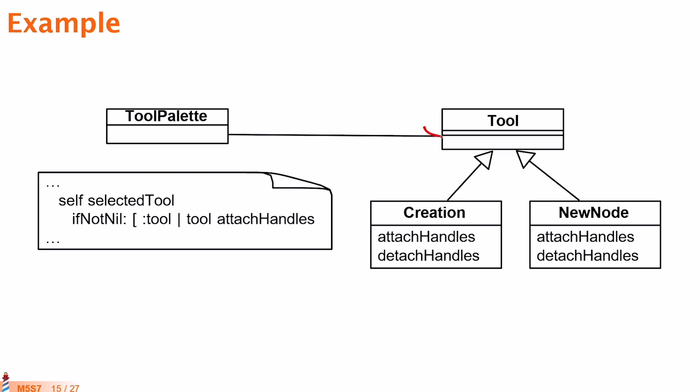If we look at the model, in a UML diagram of this, we see that the tool palette is using a tool. Right now it has 0 or 1 tool. That is why there is a not nil check, because it may have 0 elements in here. So this is either a tool or nil. And we see that we can have different kinds of tools. For example, a tool for creation, a tool for adding new nodes, and all of the tools are polymorphic and they understand the same messages. They understand attach or detach handles.